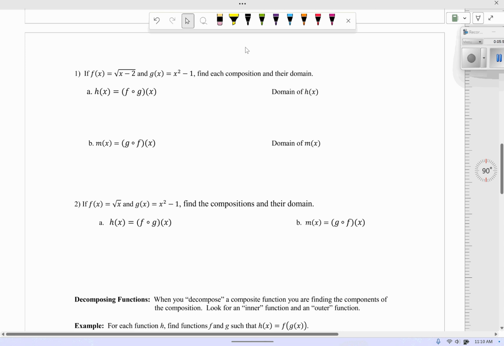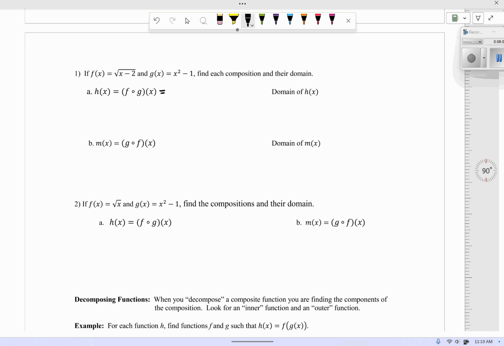So for the first one, we have f of x is the square root of x minus 2, and g of x is x squared minus 1. So the first thing we're going to do is our composition. So we have h of x equals f of g of x. And again, if you want to use the other notation, f parentheses g parentheses x. So our inner function is g of x, so we're plugging that into f. So we're doing f of g of x, which is x squared minus 1.